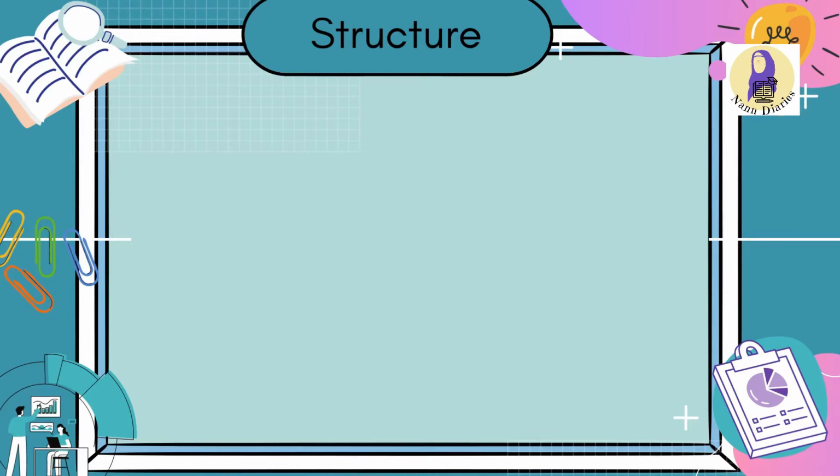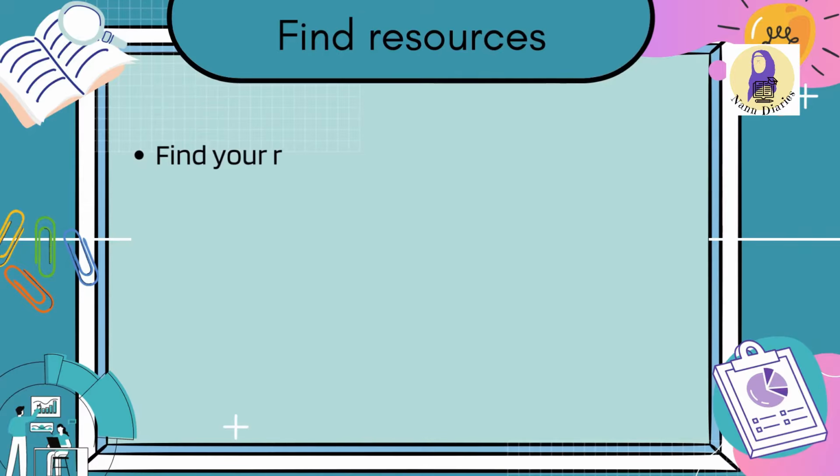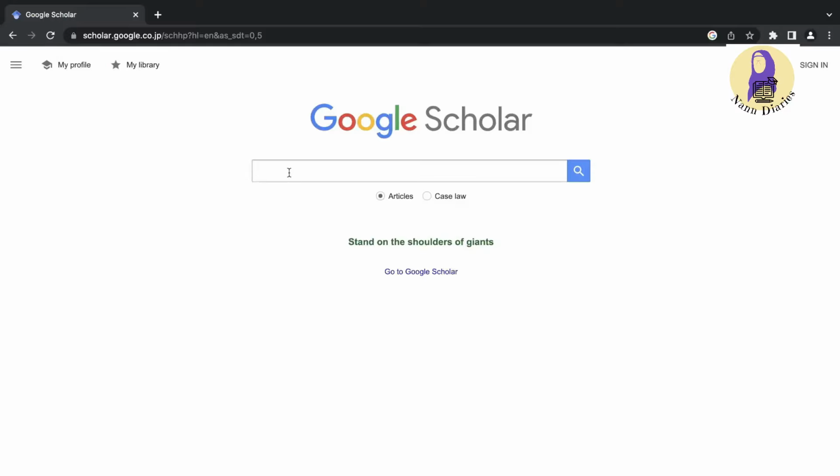Before writing anything, you have to make some preparation. First, you need to find your research area and research topic. If you don't know your research topic or research area, you should search in Google Scholar. Type in any keyword of your research area, for example, artificial intelligence.